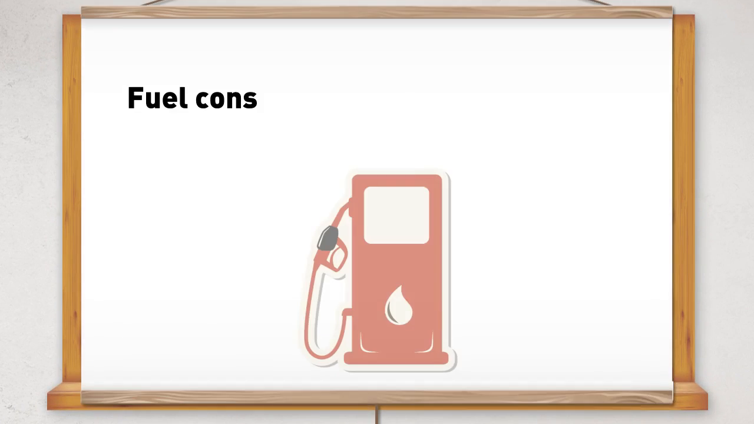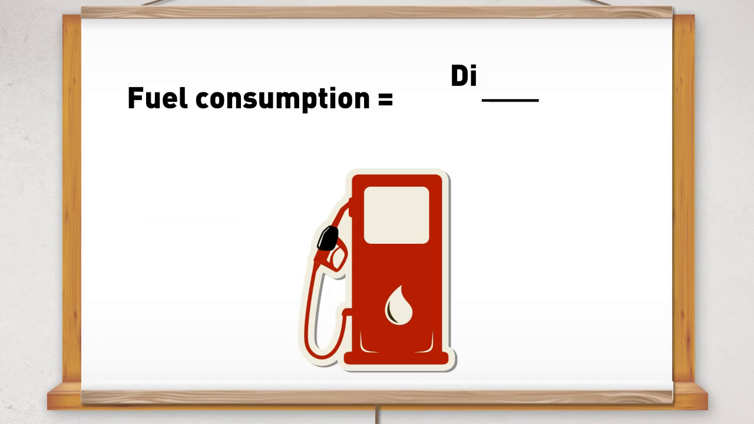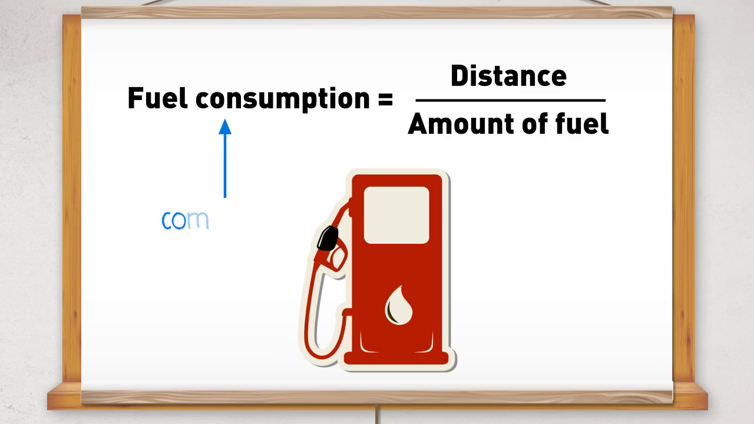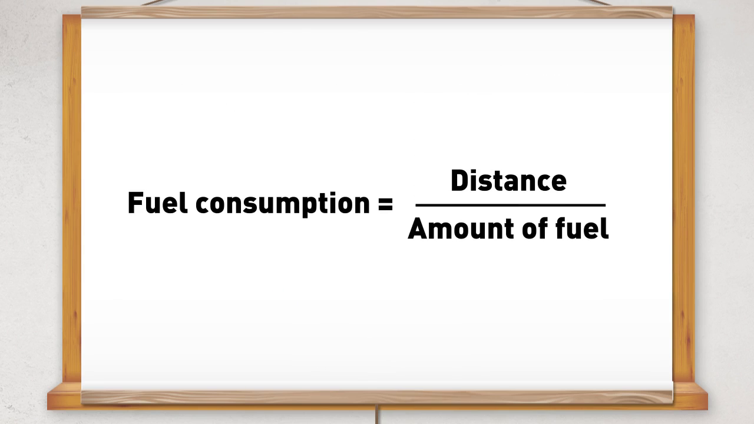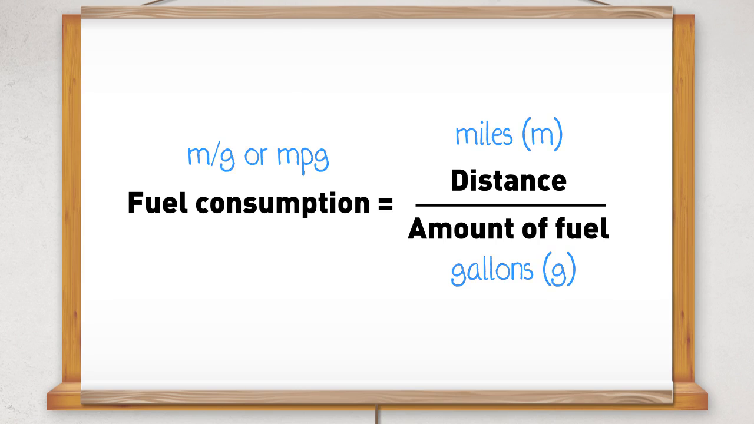To find the fuel consumption of a vehicle, we divide the distance travelled by the amount of fuel used. Fuel consumption is a compound measure. If the distance is given in miles and the amount of fuel used is given in gallons, then the units for the fuel consumption are miles per gallon.